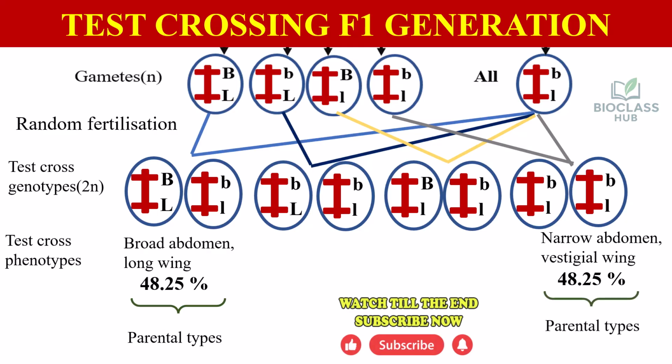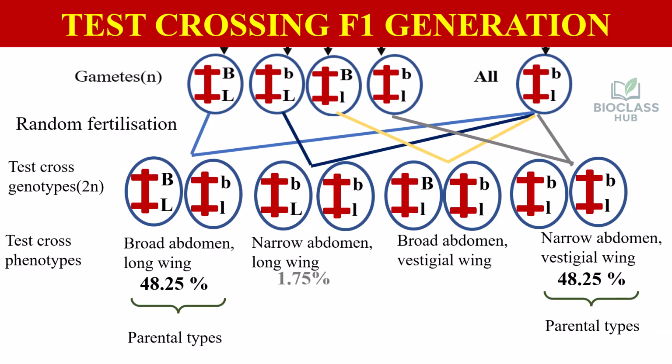We have other combinations, a narrow abdomen with long wings, and also a broad abdomen with vestigial wings. These are formed in small, relatively equal numbers. They are the new combinations, known as recombinants. They are formed as a result of crossing over.